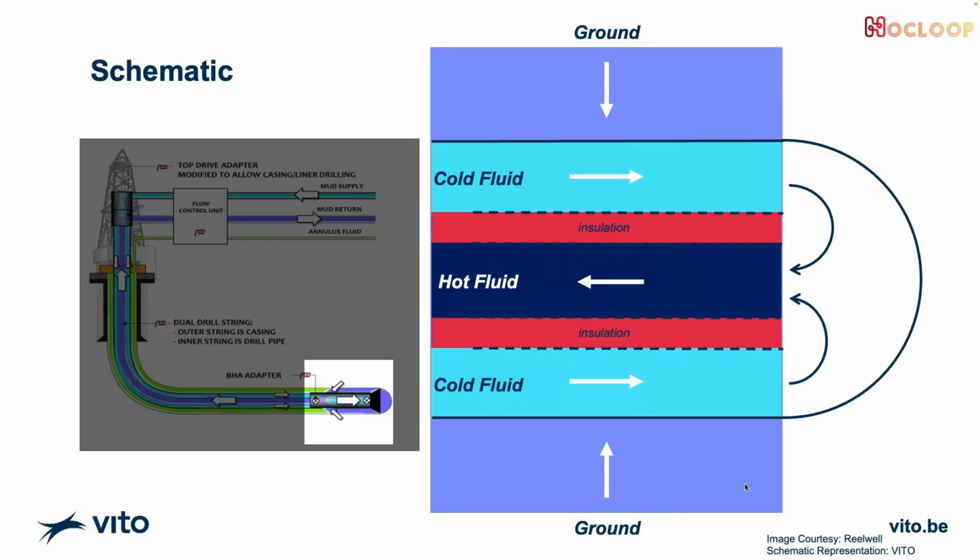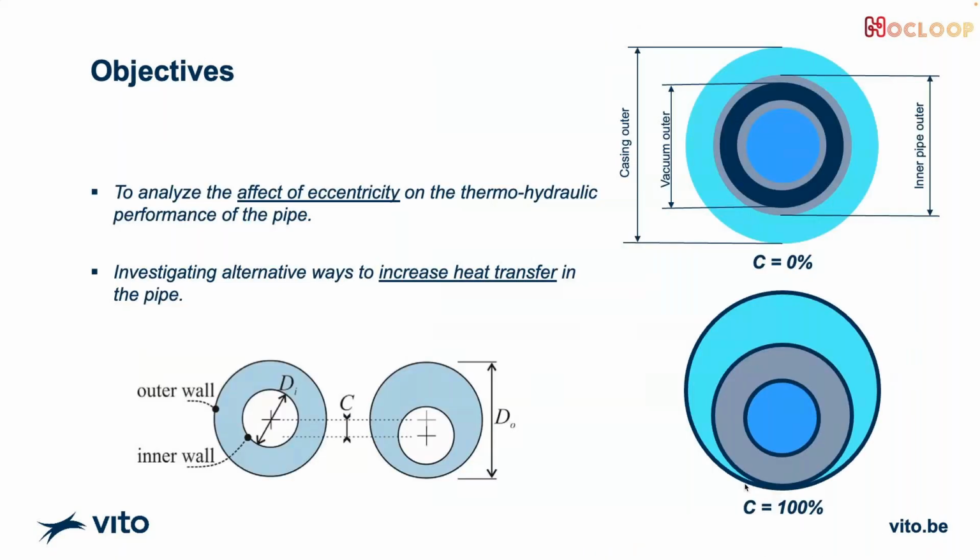So the question is, we do not know how much the loss is in terms of heat transfer or, let's say, in terms of pressure drop in these kinds of systems. And this is the objective we want to understand. That's why we study the effect of eccentricity, which is nothing but how much the inner pipe is offset from the outer pipe. And then we also investigate if there are alternative ways with which we can increase the heat transfer in such a system. I will represent eccentricity as C, where C equals 0 means both the pipes are centered, and C equals 100% means that the inner pipe is sitting at the bottom of the pipe.